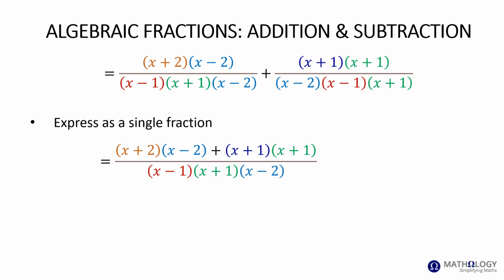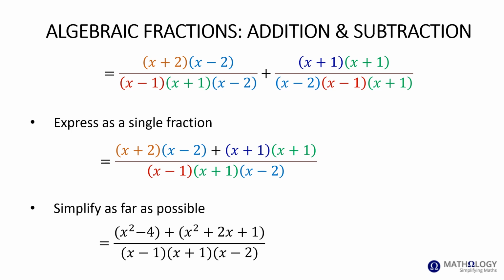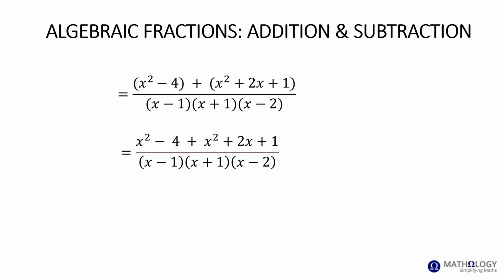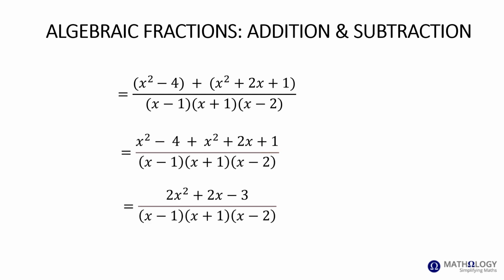All that is left to do is to multiply out the brackets in the numerator, and simplify as far as possible. Note that the denominator is left in factorized form, as expressions in factorized form are in their simplest form. From here, add like terms, and simplify as far as possible.